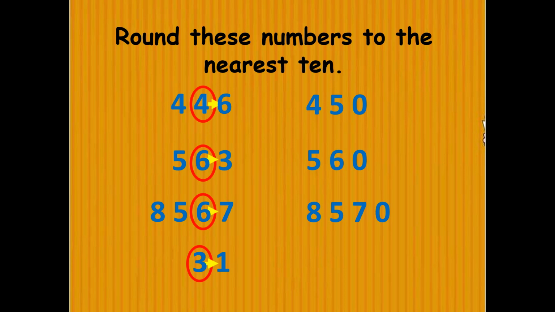Last example, 31. We circle digit 3 in the tens place, and digit 1 is in the ones place. Ask yourself, digit 1 belongs to, is it round up or round down? Round down. We will choose between 30 or 40. 31 is nearer to what number? The answer is 30, because it's round down.